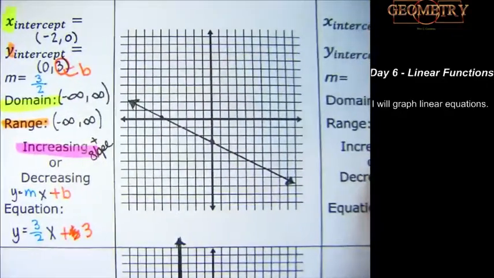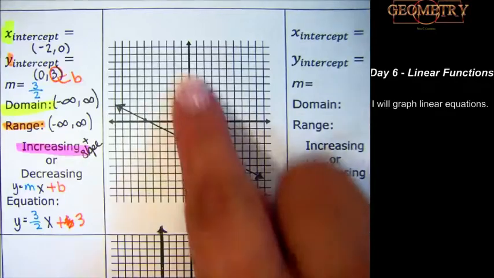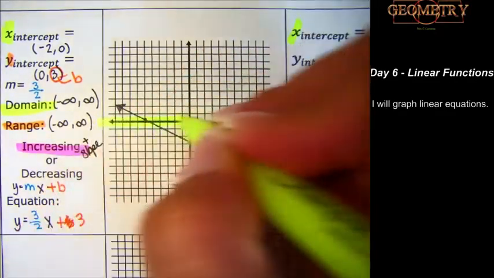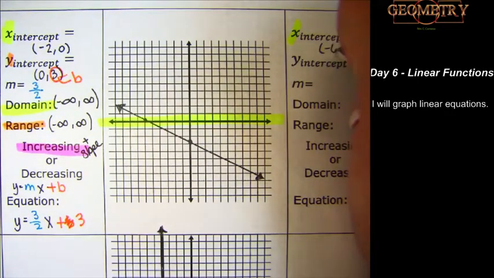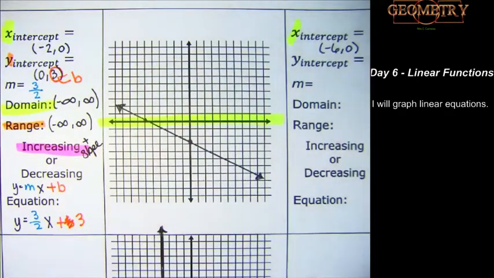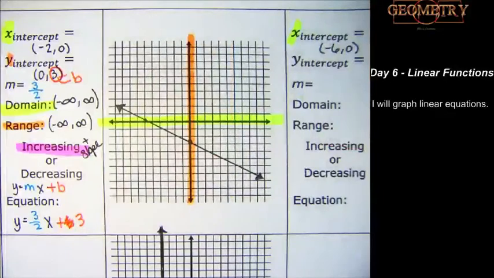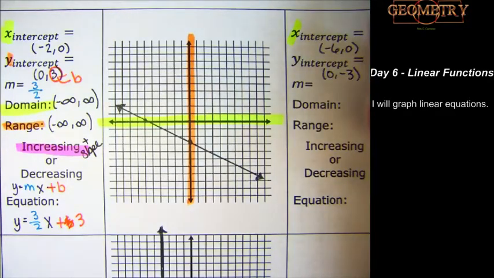I'll leave that visible so that we can see it. There it is. All right, now we're looking at this graph. Where's the x-intercept for this graph? (-6, 0). Notice that with the x-intercept, the y-coordinate is 0. Where is the y-intercept? (0, -3)? Okay.